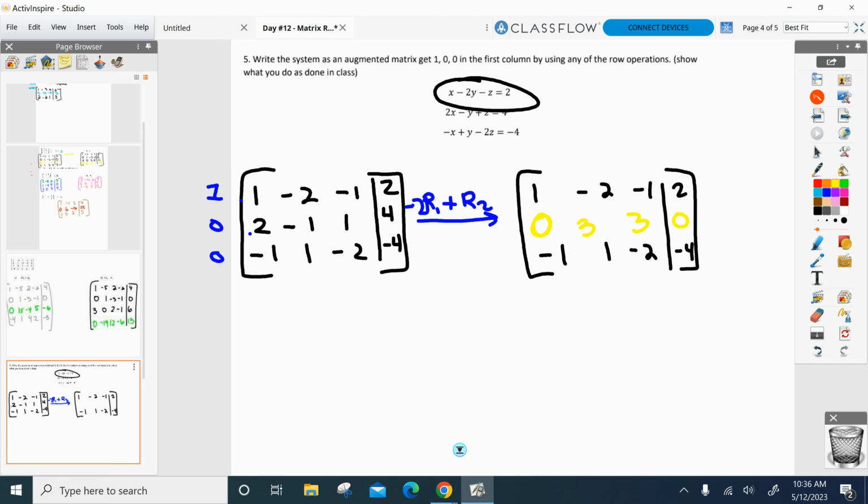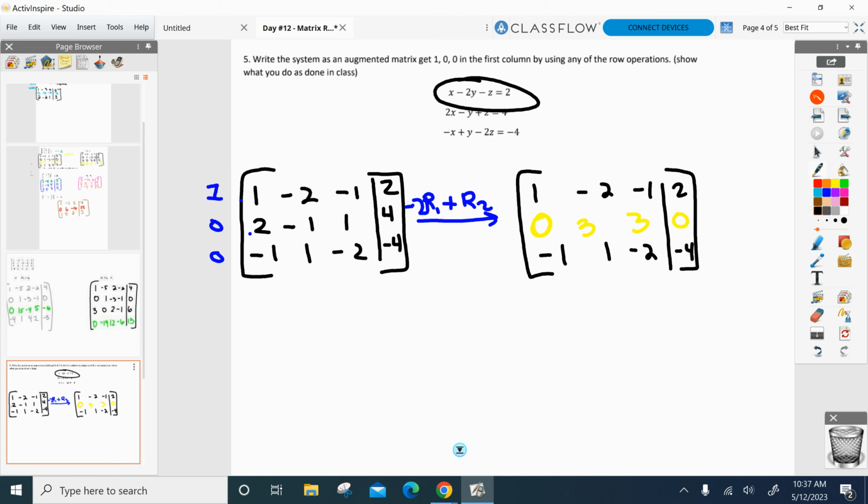How's everyone's new row 2 look? 0, 3, 3, 0. Let me know where I got a number from. We're all good? Okay, now I'm almost there.